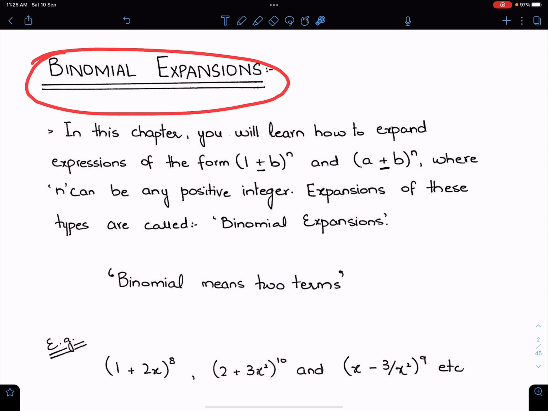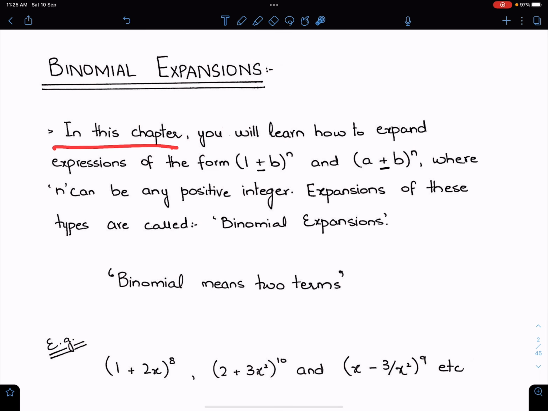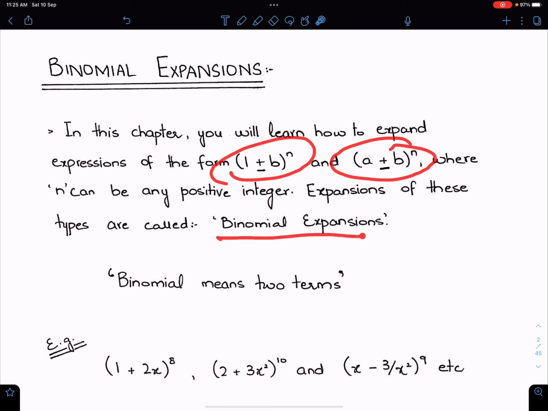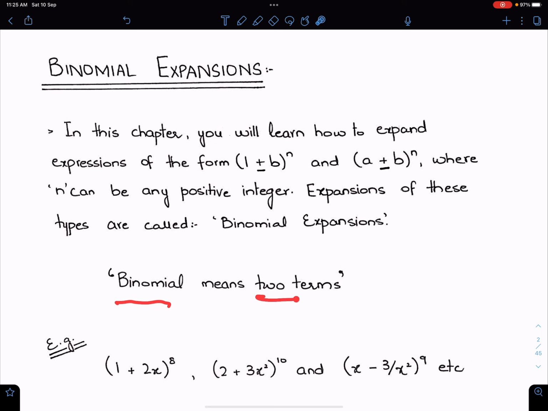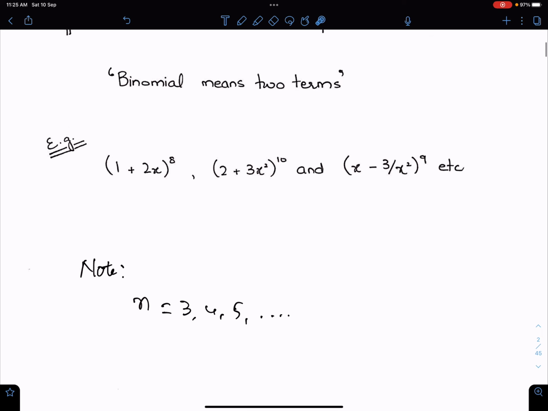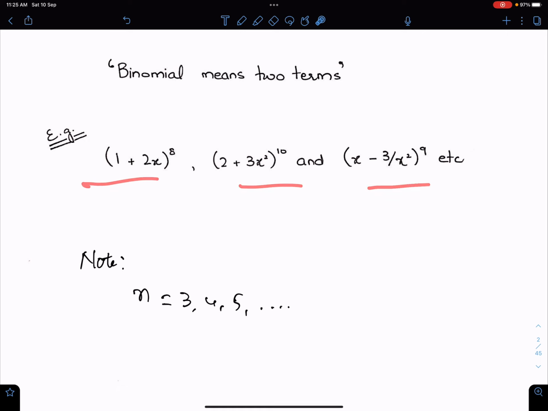Binomial expansions. In this chapter, you will learn how to expand expressions of this form and this form, where n can be any positive integer. Expansions of these types are called binomial expansions. The word binomial means two terms. Here are some examples of binomial expansions.